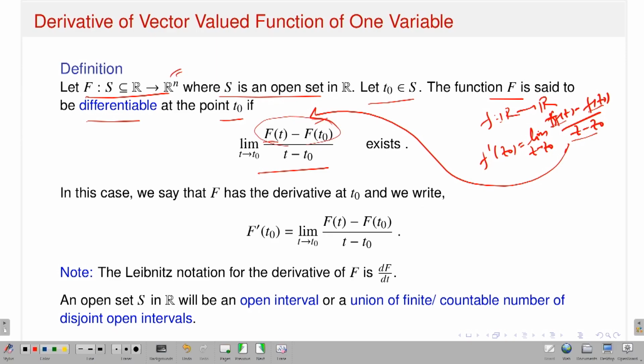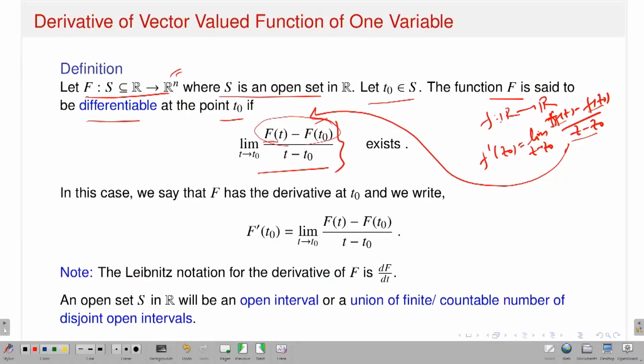Now, I am multiplying Ft minus Ft naught by 1 by t minus t naught, and that makes sense because t is a real number, t naught is a real number. So, 1 by t minus t naught is a real number, and you can multiply a vector in Rn by a scalar. It forms a vector space, as I already discussed. Since I am dealing with functions from R to Rn, this quotient perfectly makes sense.